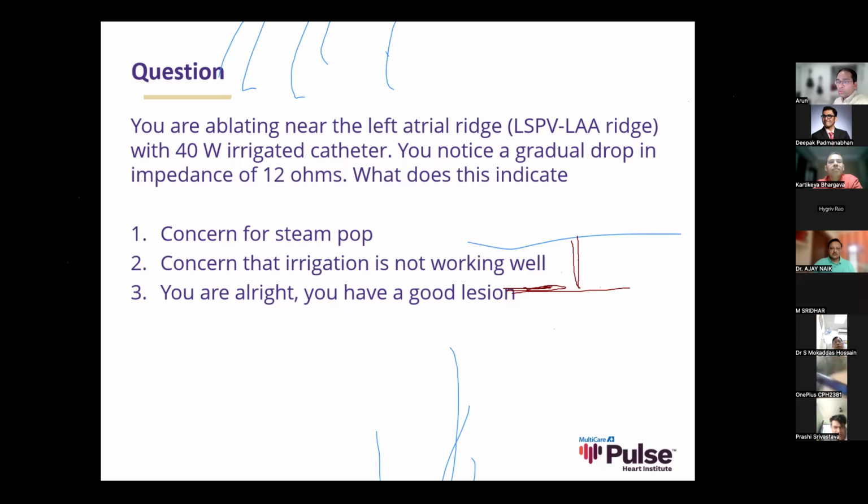impending steam pop, so steam pop leads to a big lesion, big impedance jump. But just before the impedance jump happens, you can have a rapid decline in impedance because of increased tissue heating. Heated tissue can lead to lower impedance. So there can be a sudden dip in the impedance before the impedance shoots up in a steam pop. But that is usually a sudden dip, not a gradual dip. If you have a gradual dip in impedance, that is usually a sign of a good lesion.